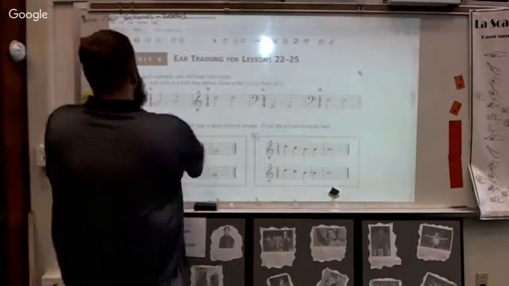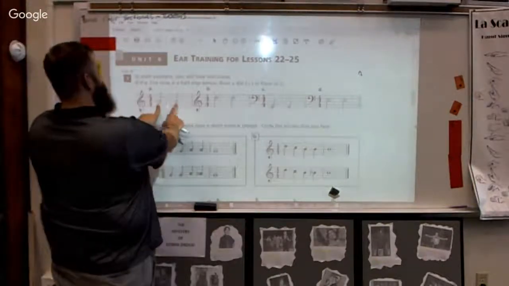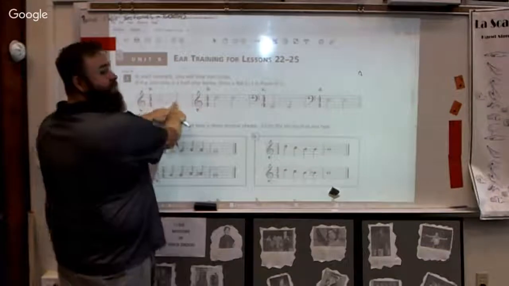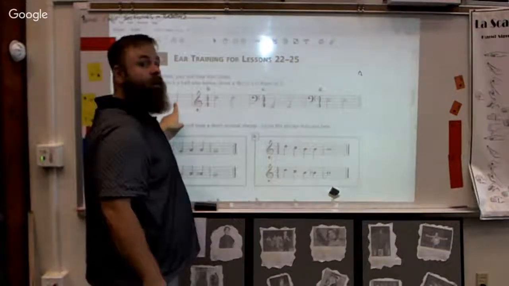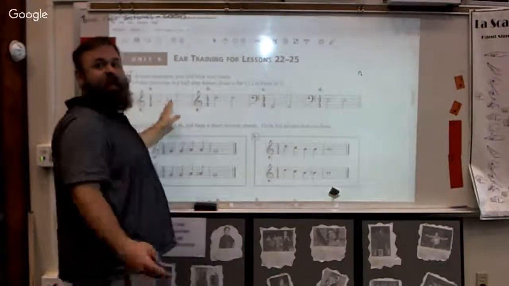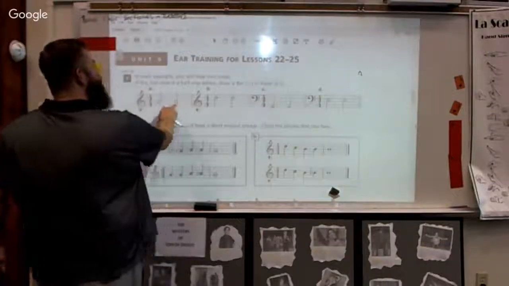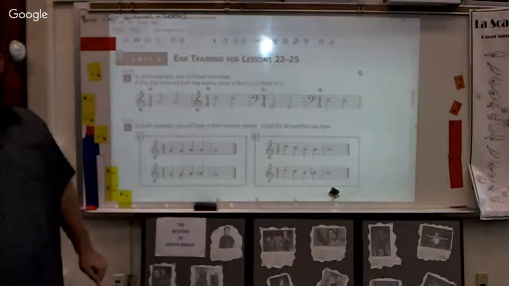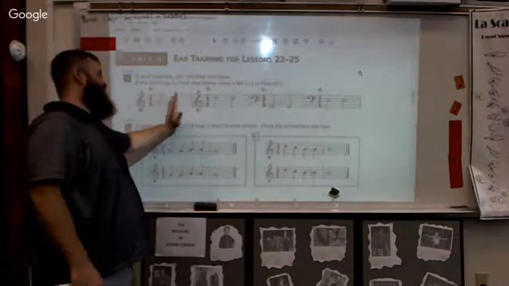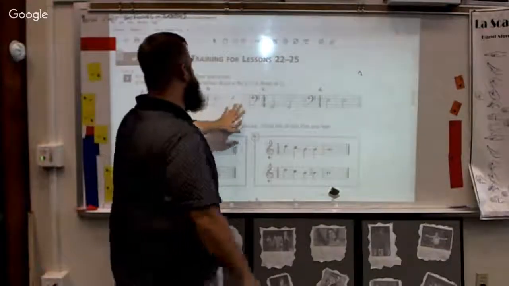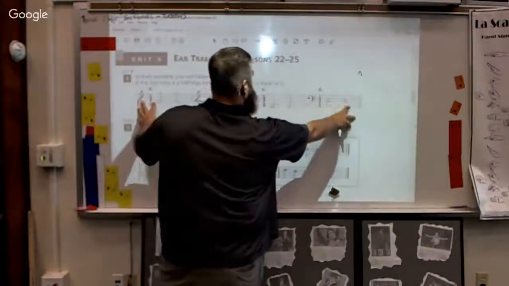So we've got two pitches here. You're checking to see if this note right here sounds what? Lower. Either the same or lower. And if it sounds lower, you're going to do what? Put a flat sign in front of this note. Okay. So let's look at every example.